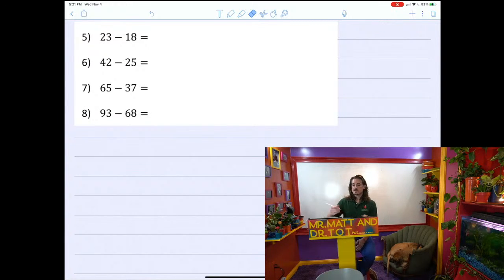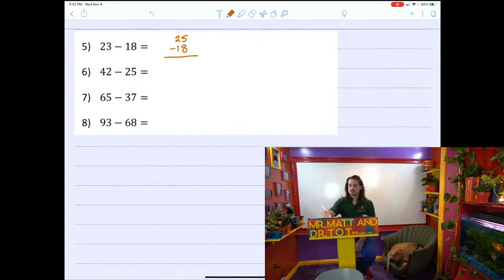But let's look at number 5 together. So we're going to have 25 minus 18. Notice the problem here. When we try to subtract the ones digits, 5 minus 8, you can't take 8 away from 5 and still have a positive result because 5 is less than 8. So what we have to do is borrow some from the tens digit.